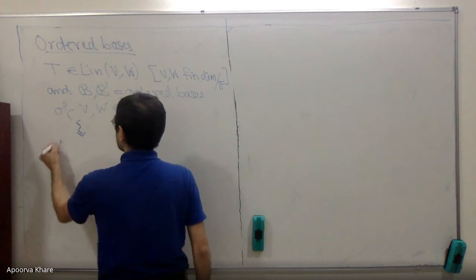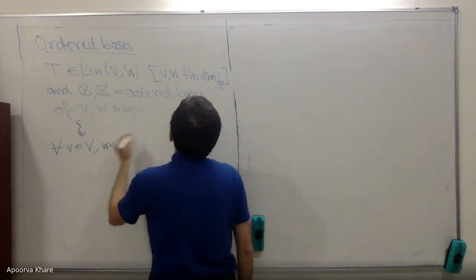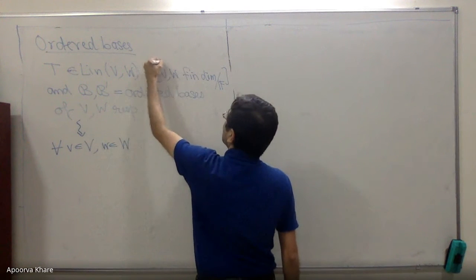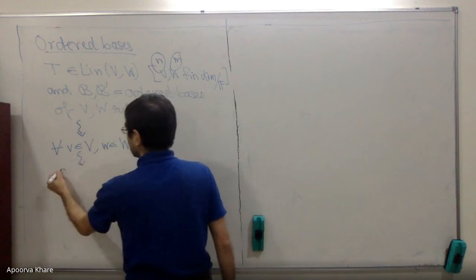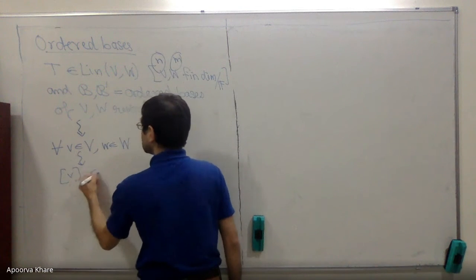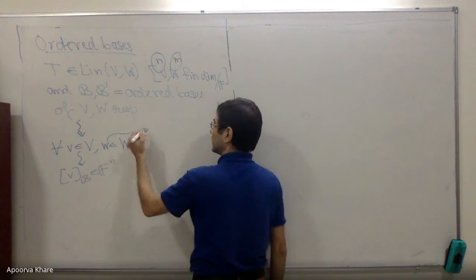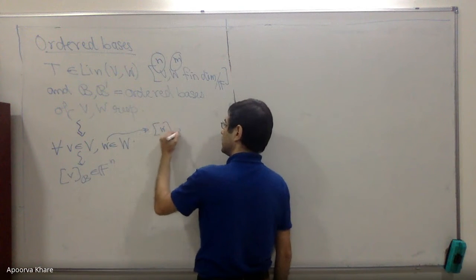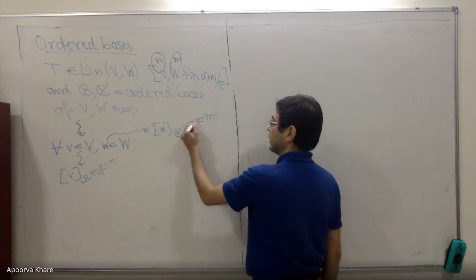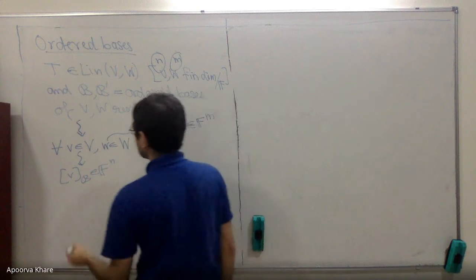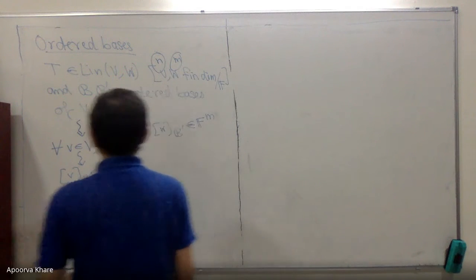It leads to, so for all v in V and w in W, let's say of dimension M and N. So N is the dimension here and M is the dimension here. So for this you get [v]_B, this is in F^N, and from here you get [w]_B', and this is a vector in F^M. And then you also get a matrix. Okay, this is one thing.